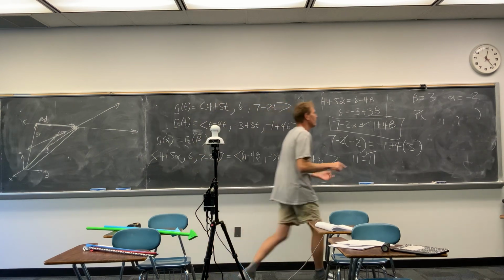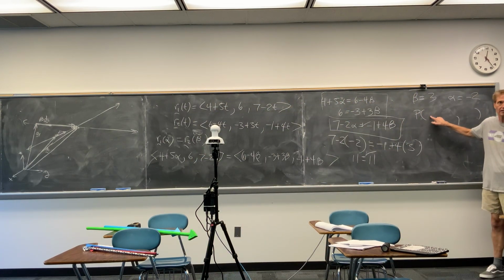Okay, so what did you get as your point of intersection? What did you get as the first coordinate of the point of intersection? Where's the point of intersection in my room?